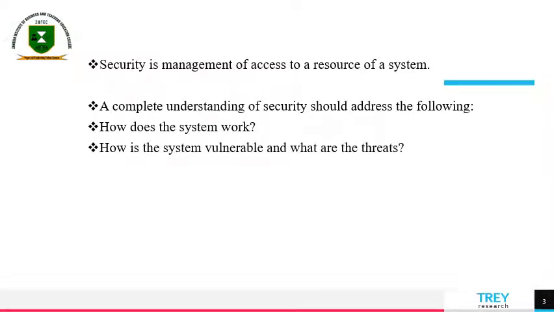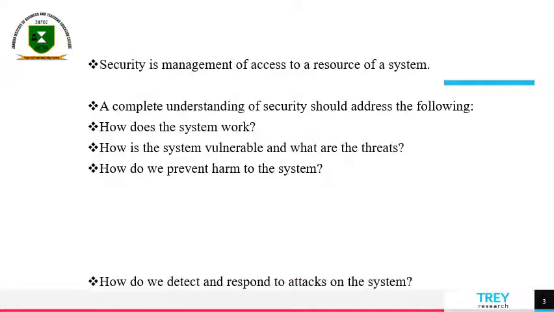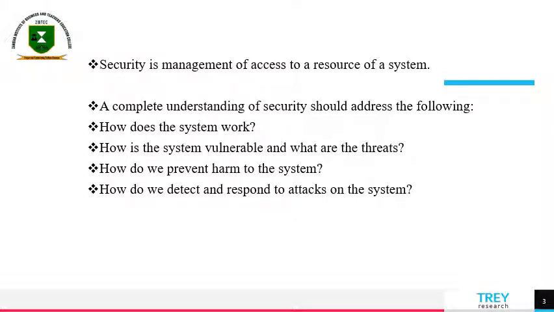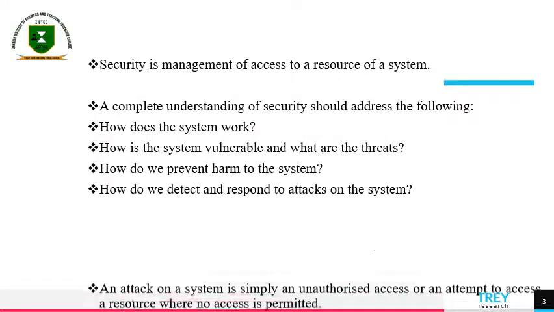The second one is, how is the system vulnerable and what are the threats? We need to identify the loopholes of any system and also the threats that are likely to occur. How do we prevent harm to the system? After identifying the types of threats, we also need to put in place measures so that we are able to protect any system. How do we detect and respond to attacks on the system?